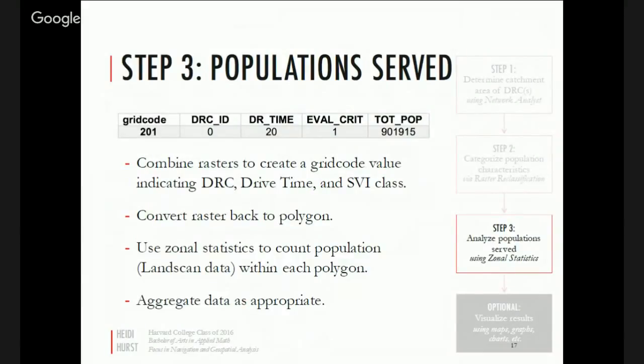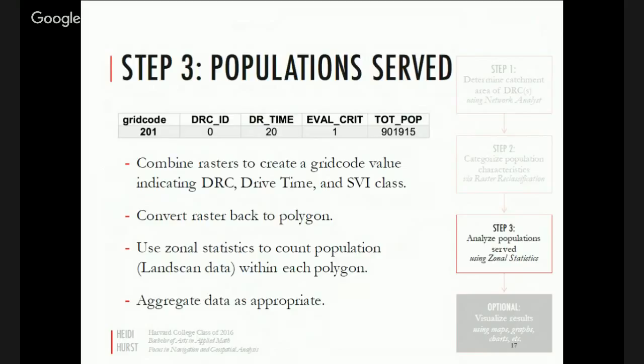So the third step is to combine these pieces of information with the actual population counts. I combined the rasters from the first and second steps, so the drive time and the vulnerability, to create a grid code that indicated both the DRC number, so which specific DRC that geographic area is closest to, the drive time, and the social vulnerability grouping. I'm sure there's a better way to do this than just adding up rasters that were converted from polygons, but this was the easiest way that I could think of off the top of my head. So then I converted these rasters back to a polygon, and then I used zonal statistics to count the LandScan population.